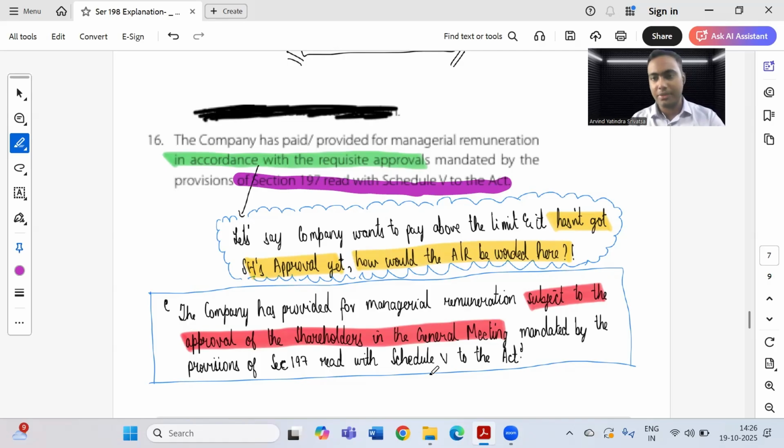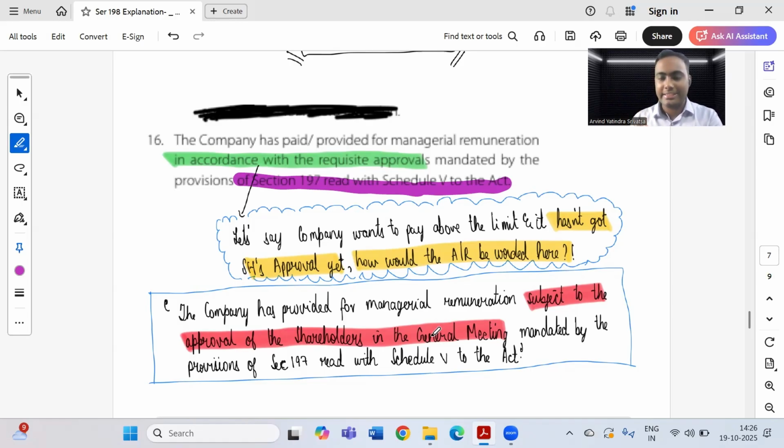Why is this language used? Because guys, if my shareholders do not approve the excess of 2, what would happen is the director would have to refund the amount back to the company. So that is why we are saying subject to the approval, because as on the day of signing the audit report, the general meeting has not been held, right? I hope that is very, very clear, guys.